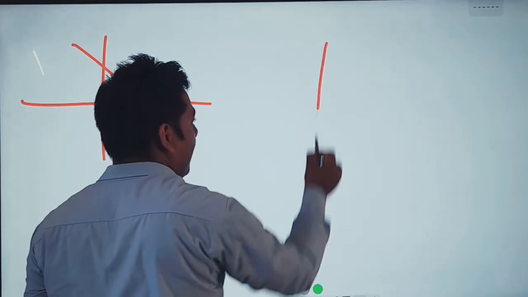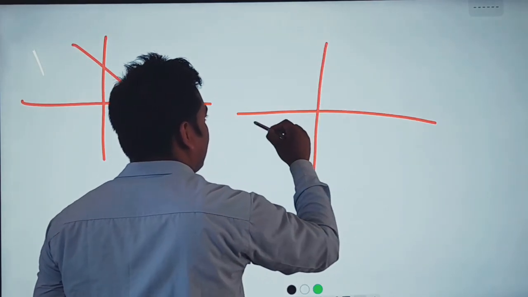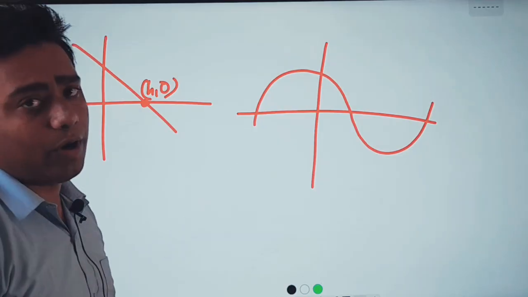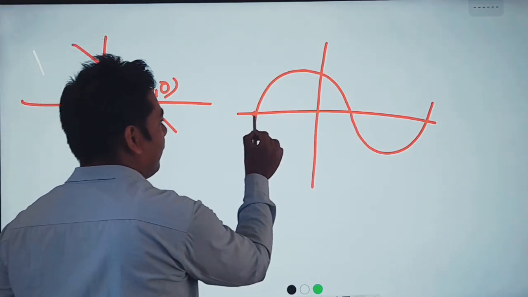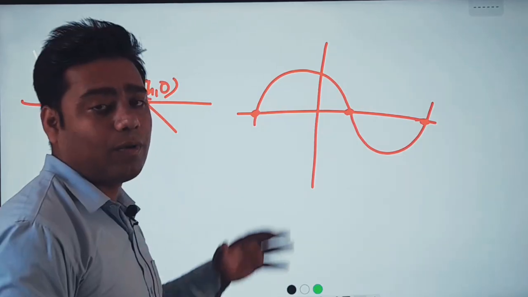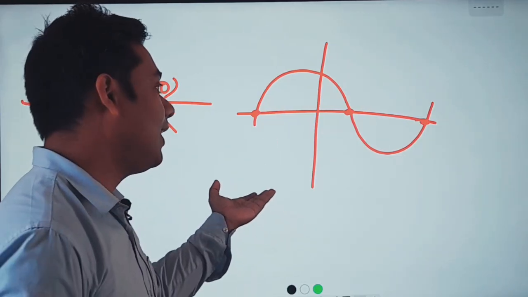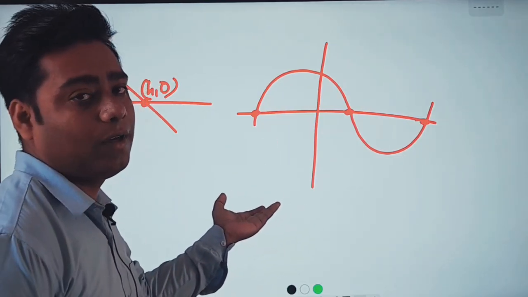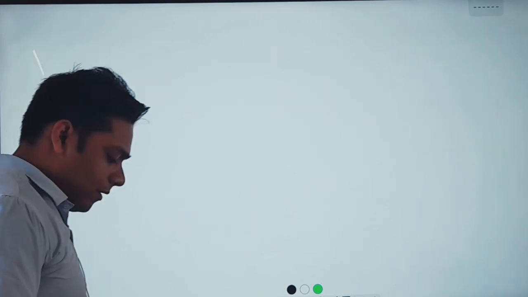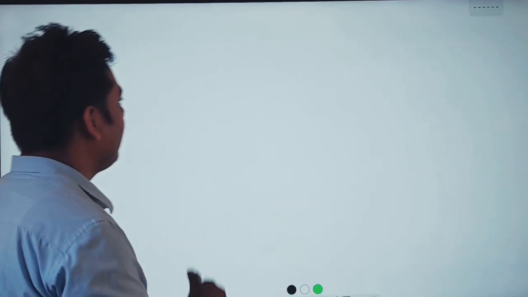And second, if there are 3 intersecting points in this graph, you see that 1, 2, 3. So how many zeros of this polynomial or this curve? So we can say that 3 zeros of polynomial. Understand? So in that zeros of polynomial, we will find one relationship, okay, in quadratic polynomial.